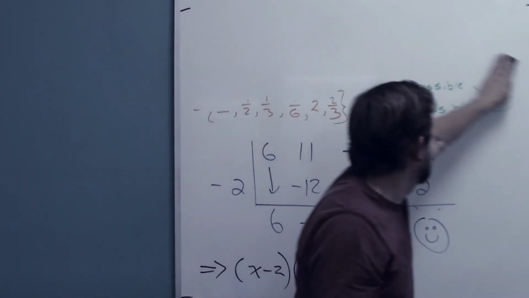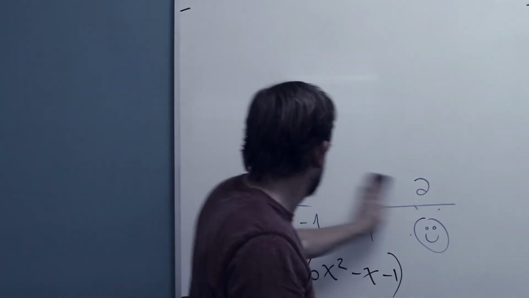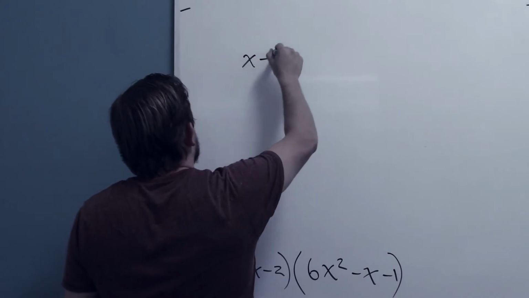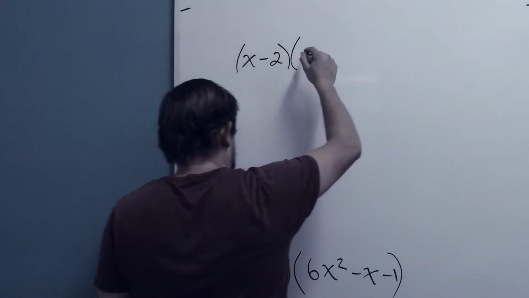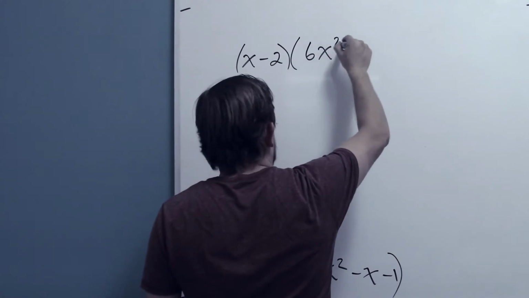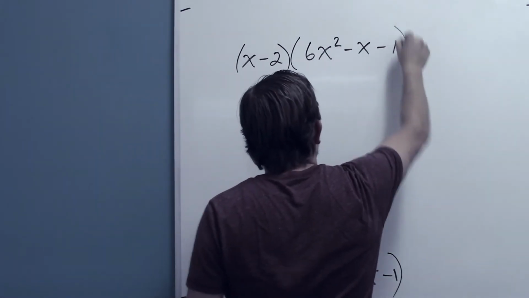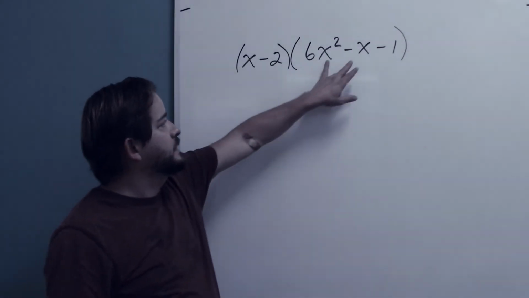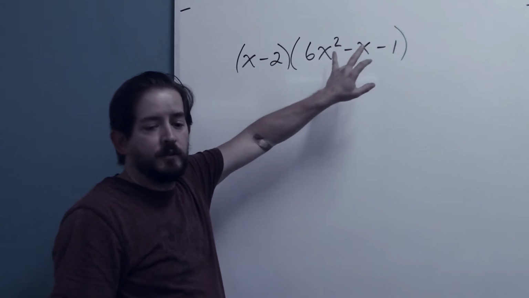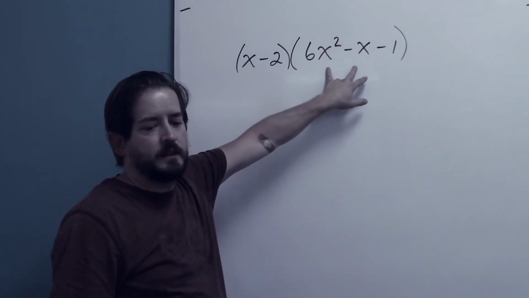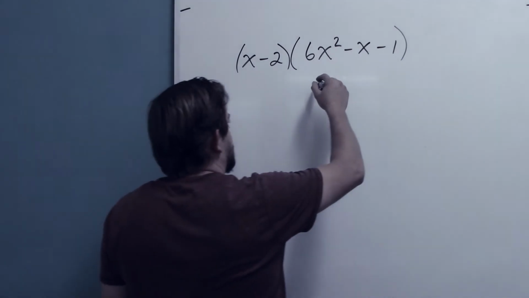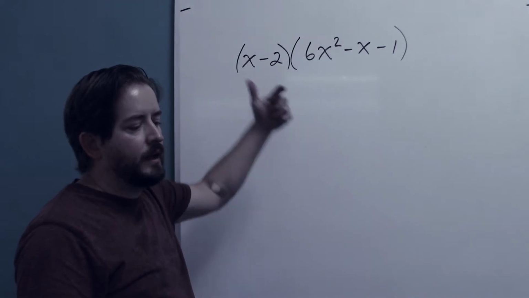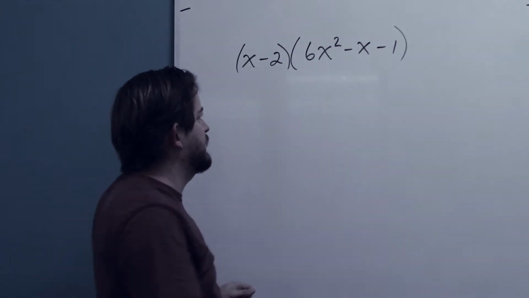So let's clear ourselves some space. That means I have x minus 2, 6x squared minus x minus 1. And I would just keep going with this second bit here, except that it's a second degree polynomial. I have a bag full of tricks for this, right? I have the quadratic equation, I have factoring by the AC method, I have completing the square, I have all sorts of stuff, right? Let's just use that AC method.